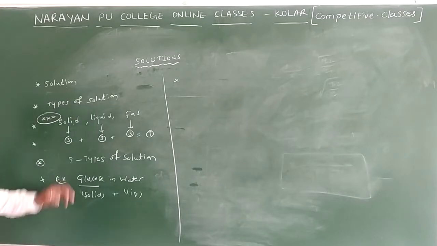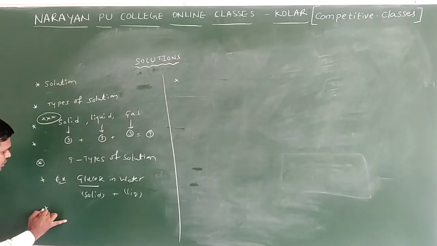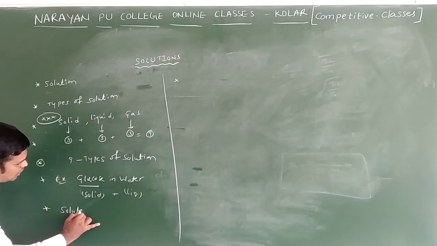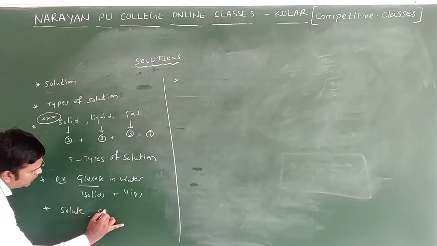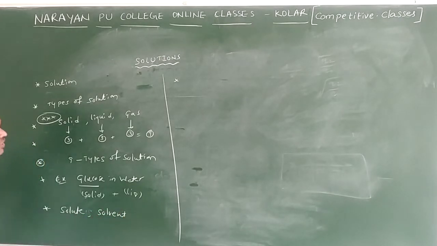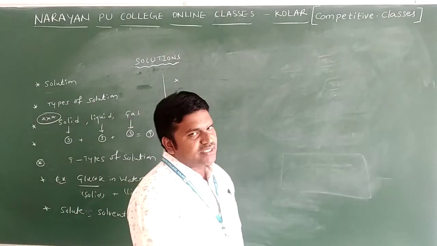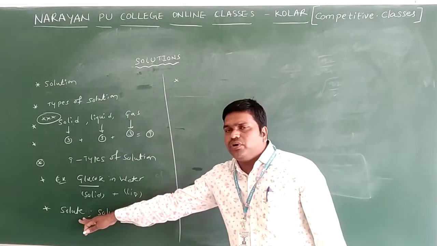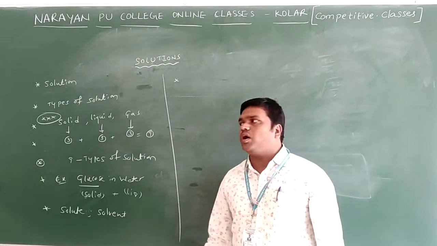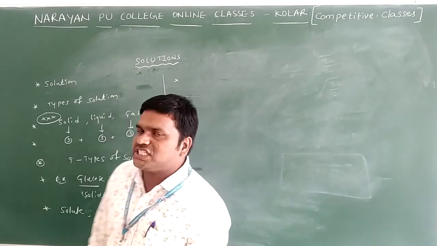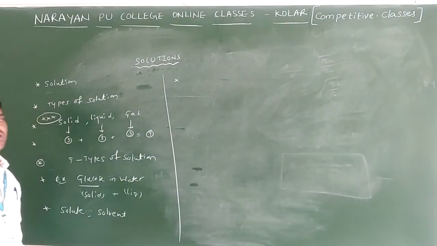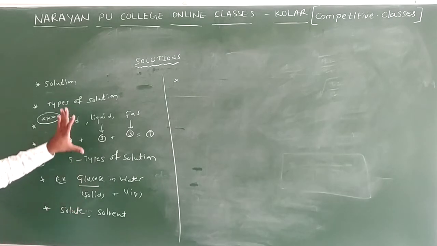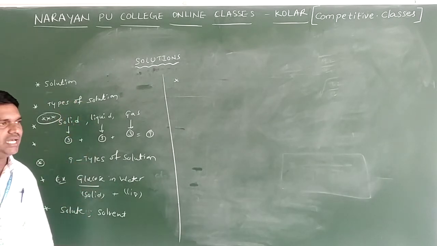And next we have some of the terms, that is solute and solvent. Solute, what is the term? And one more we have solvent. Solute means the quantity of the component is very less, and solvent means the component which is present in larger quantity or more quantity, we are calling it a solvent. These are the basic terms we have to know in the solution.